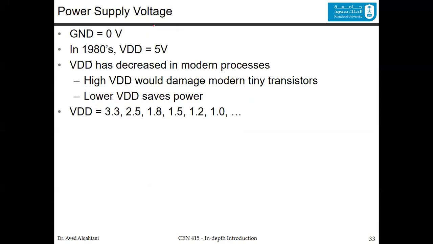Now the power supply voltage: the ground is always 0. In 1980, the VDD was 5 volts. Now the VDD has decreased in modern processors, and a high VDD would damage the modern transistor. This is why you need to decrease it at every generation. So it's getting lower and lower in each generation, starting with 5 volts, then 3.3, 2.5, 1.8, 1.5, all the way, and we are reaching 1 volt and even less than 1 volt.